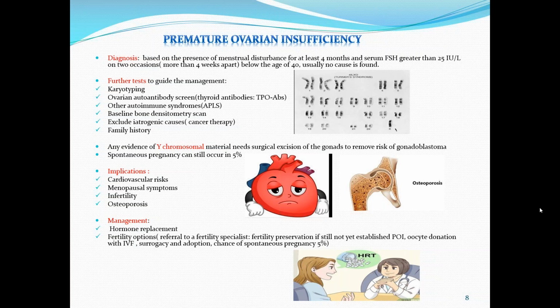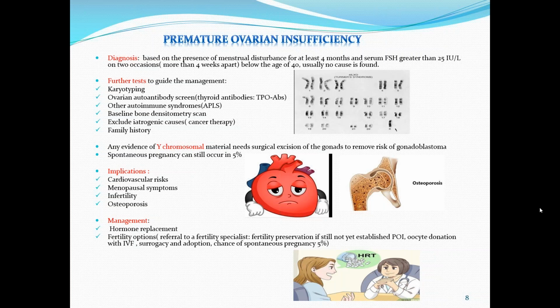Okay, Dr. Rasha, one last question, doctor. Can you please explain what is fertility preservation if still the diagnosis of premature ovarian insufficiency is not established? Sorry, I didn't get your point. Can you repeat, please? Fertility preservation should be advised to the patient if the diagnosis of POI is not done yet. I couldn't understand that, doctor.